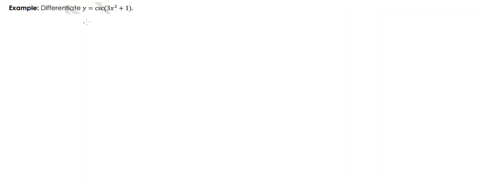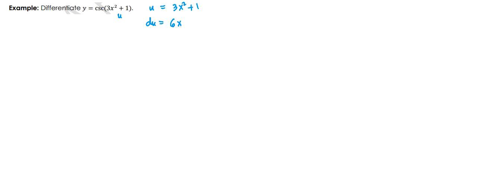Okay, let's try this example. y equals cosecant 3x squared plus 1. Again, let's identify our u. Our u here is 3x squared plus 1. And our du is 3 times 2, that is 6x, and then the derivative of 1 is 0. So just 6x. Alright.